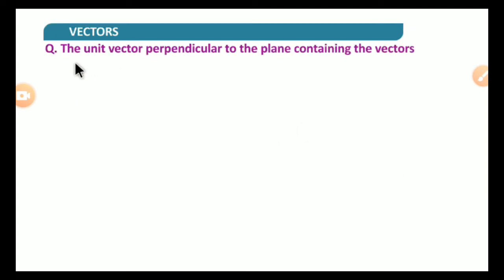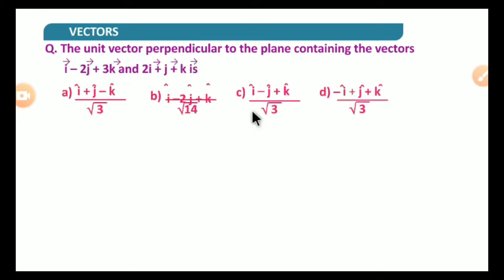Next, one more example. The unit vector perpendicular to the plane containing the vectors i minus 2j plus 3k and 2i plus j plus k is... here we have this multiple choice question. So that answer will be option D. Then we will go through the solution to see how that answer is right.